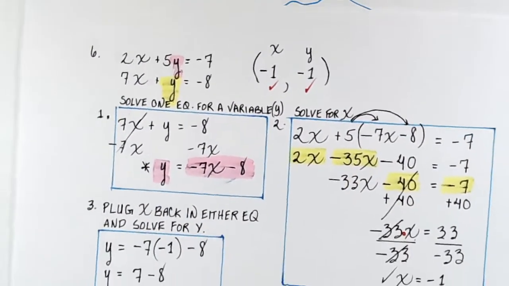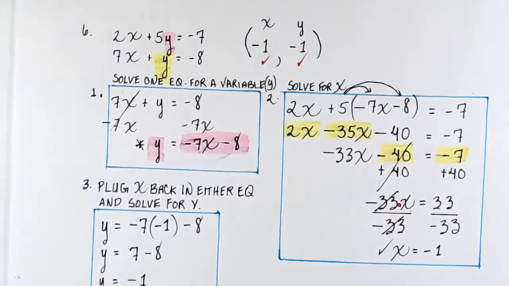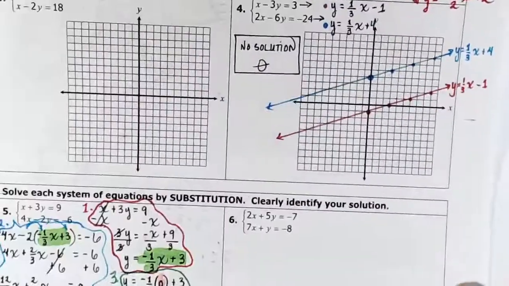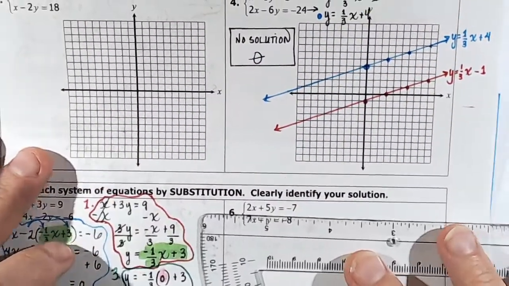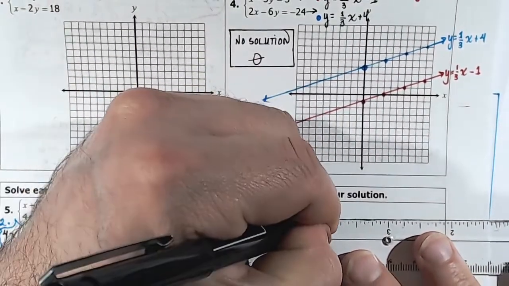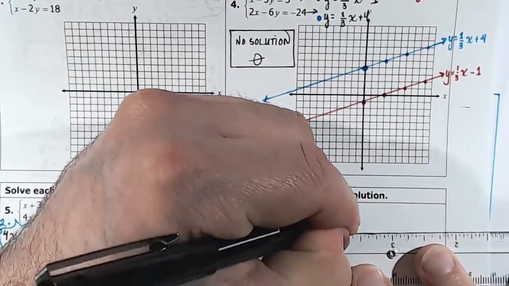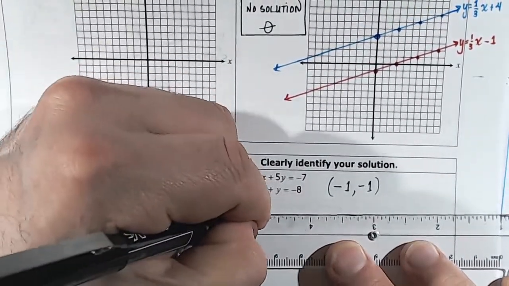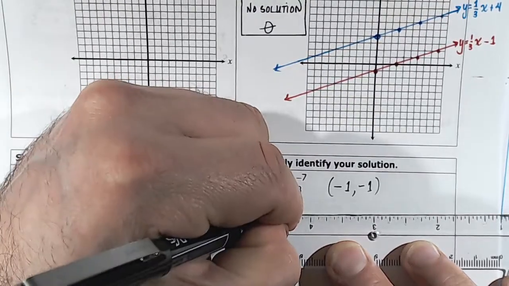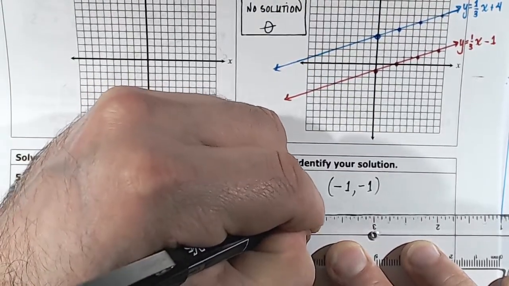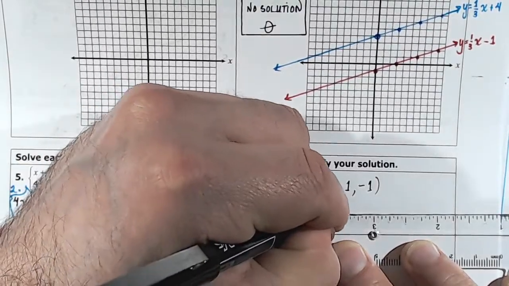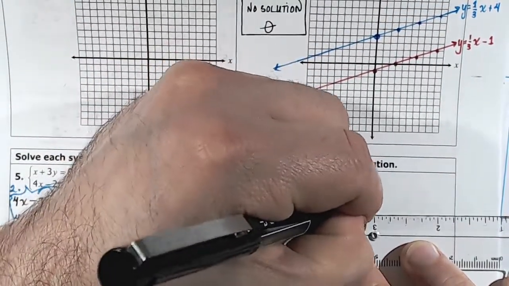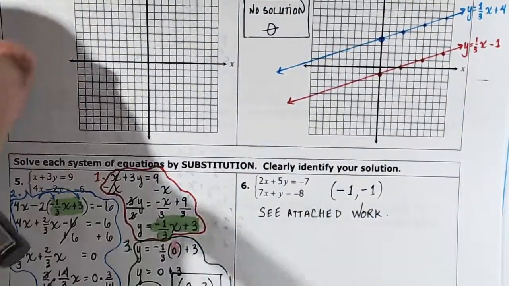So back on our homework page, all I'm going to write is open parentheses -1, comma, -1, but I'm going to let my teacher know I attached work. All right, so my work is attached.